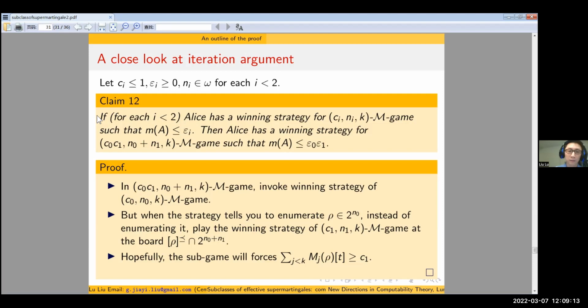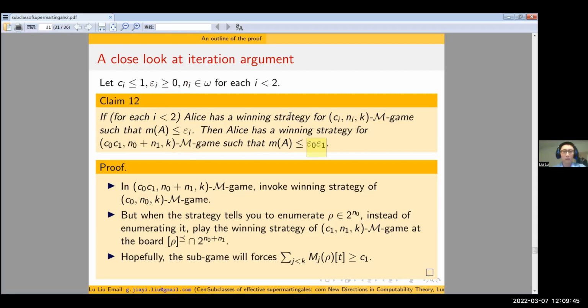This argument shows the following. Given some parameters, Ci, the game parameters, and this is the cost Alice is supposed to comply with, and the level. If Alice has a winning strategy for this game, such that the cost is smaller than this, then Alice has a winning strategy for this harder game, so that the cost is smaller than this.